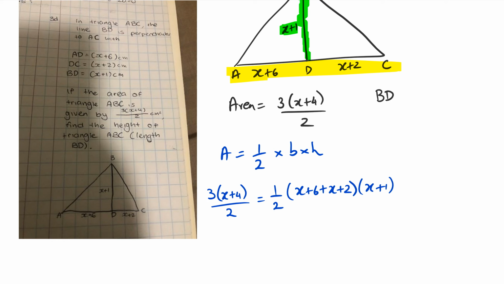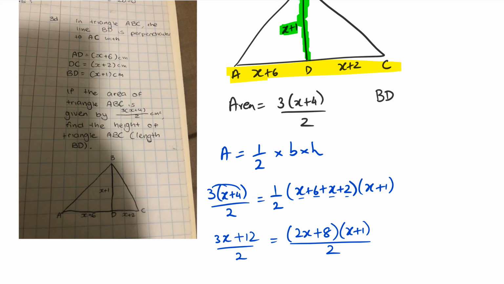The reason we can get rid of it is because if I expand the numerator on the left hand side, I get 3 times x, which is 3x, and 3 times 4, which is 12, divided by 2. The only change I'm going to make on the right is to rewrite it: x plus x is 2x, and 6 plus 2 equals 8, multiplied by x plus 1, and the whole thing is divided by 2. So that's all I've done here.